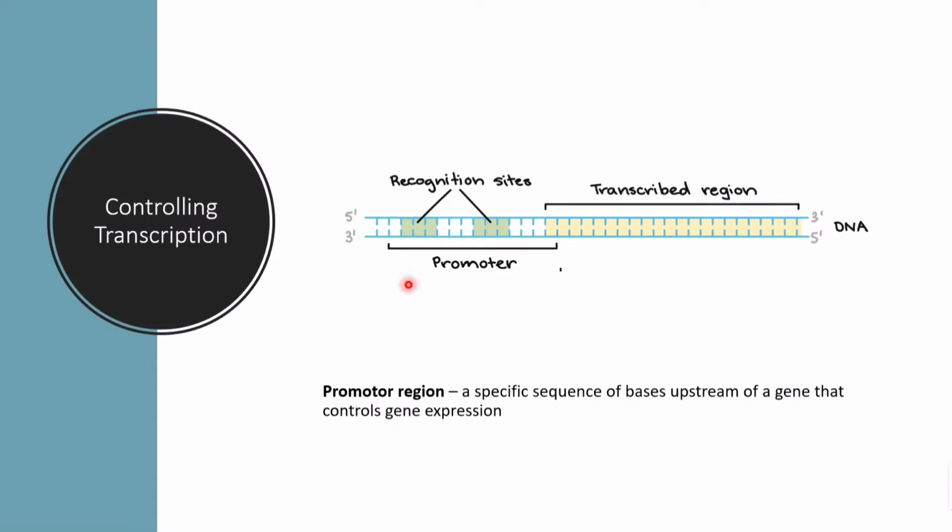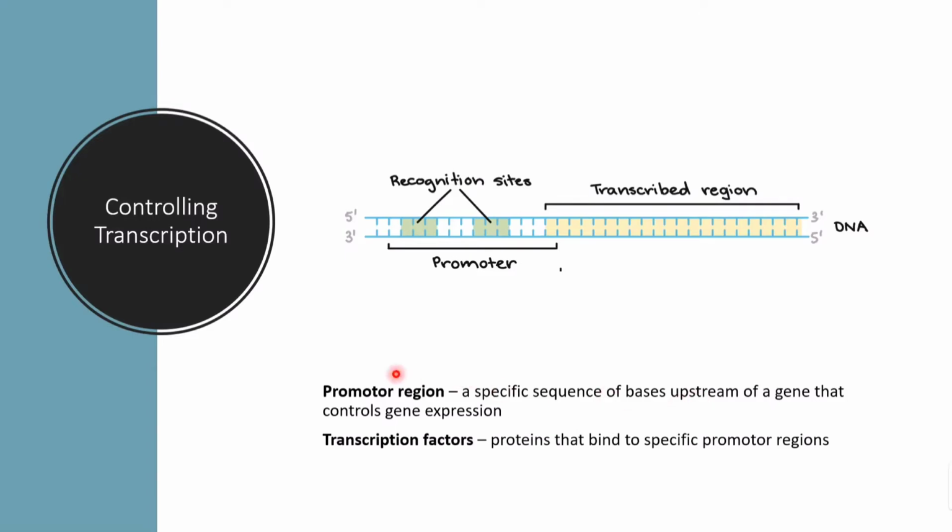So we can see in this diagram here, we have a specific sequence of bases upstream of the gene. So this means further in this direction of the gene, so it's further up from the gene, it's not downstream. So downstream is the direction in which the gene is transcribed, so this is in this direction. So our promoter region is upstream of the gene because it's not in the direction of transcription. Downstream of the gene would be down here.